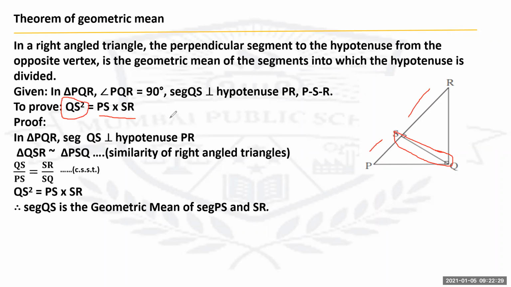Now check in triangle PQR. Very simple theorem. This was also asked. You don't have to think much more on this. In triangle PQR, QS is perpendicular to hypotenuse PR. So triangle QSR is similar to triangle PSQ, by similarity of the right angle triangles. So you'll get QS upon PS equals to SR upon SQ. So you'll get QS square equals to PS into SR. Therefore, segment QS is the geometric mean of segment PS and SR.